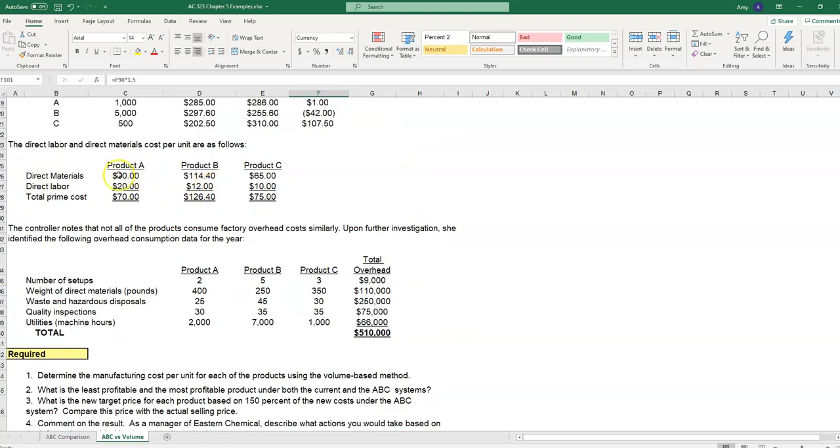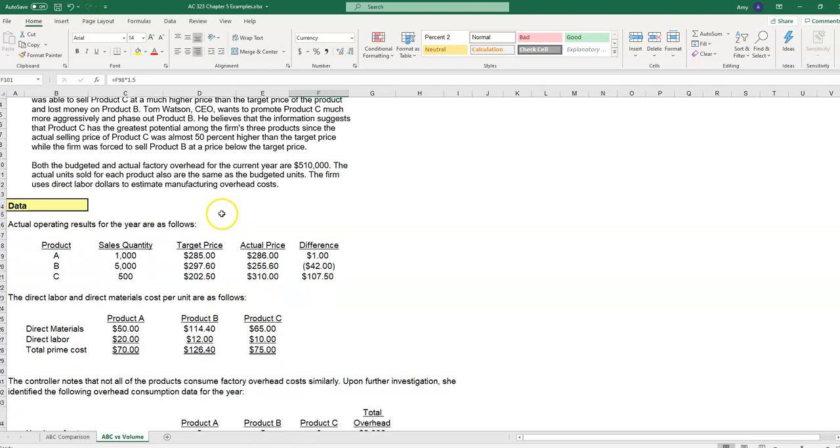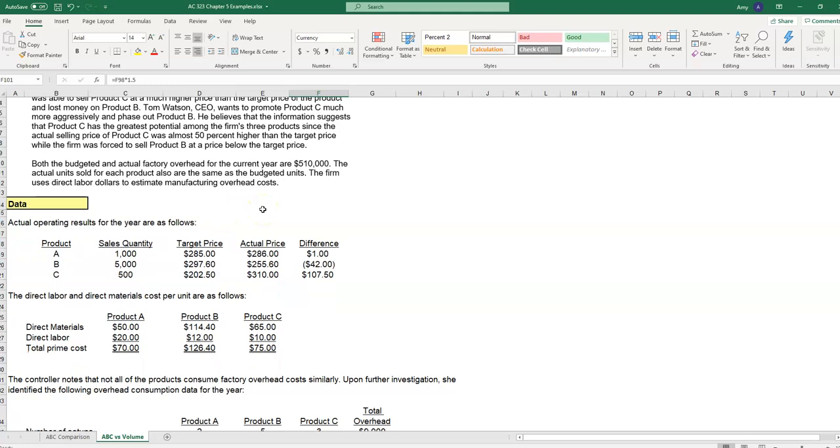So right here, we have materials, labor, and then we're currently allocating overhead of $510,000, and we use direct labor dollars to estimate manufacturing overhead costs. So we need to figure out what our overhead rate is for the year. We currently have that it is $20 per unit to make product A, and we have 1,000 units.